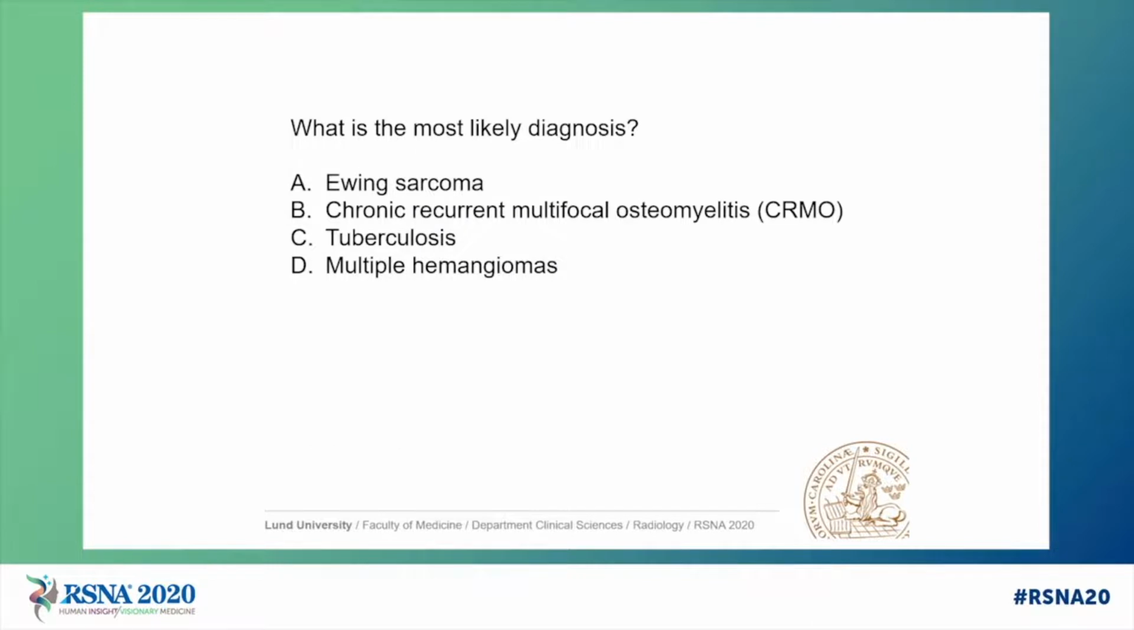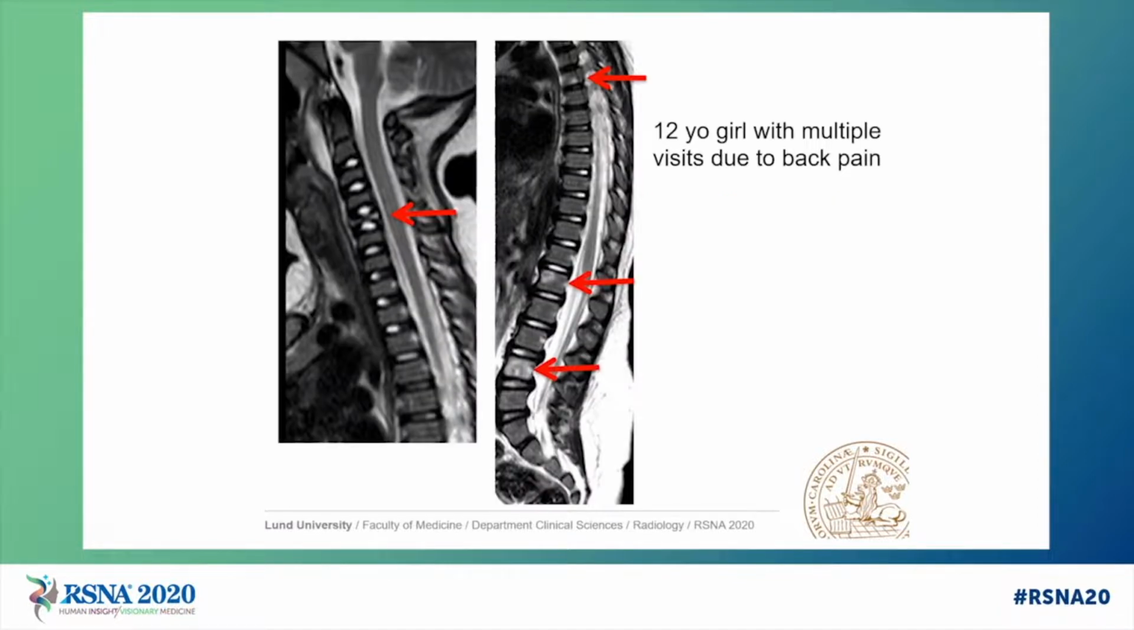So what is the most likely diagnosis? Ewing sarcoma, chronic recurrent multifocal osteomyelitis, tuberculosis, or multiple hemangiomas? This was a case of chronic recurrent multifocal osteomyelitis. And here again, you can see some of the abnormalities that we could see on these limited images.